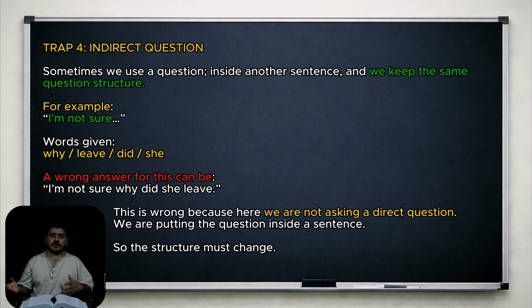Sometimes we use a question inside another sentence and we keep the same question structure. For example, I am not sure. Words given: why, leave, did, she. A wrong answer for this can be, I am not sure why did she leave. This is wrong because here we are not asking a direct question. We are putting the question inside a sentence. So the structure must change.